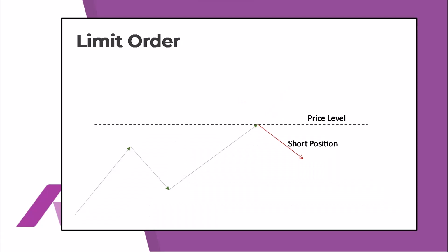Now let's talk about limit order. As you can see, our chart is a little bit different. The price was developing similarly as before, but after it reached the price level, we expected the price to bounce from the price level and get back. It means that in this case, the short position will be opened. So the price was shaping and growing to the price level where it kind of bounced back, and so the short position was opened.